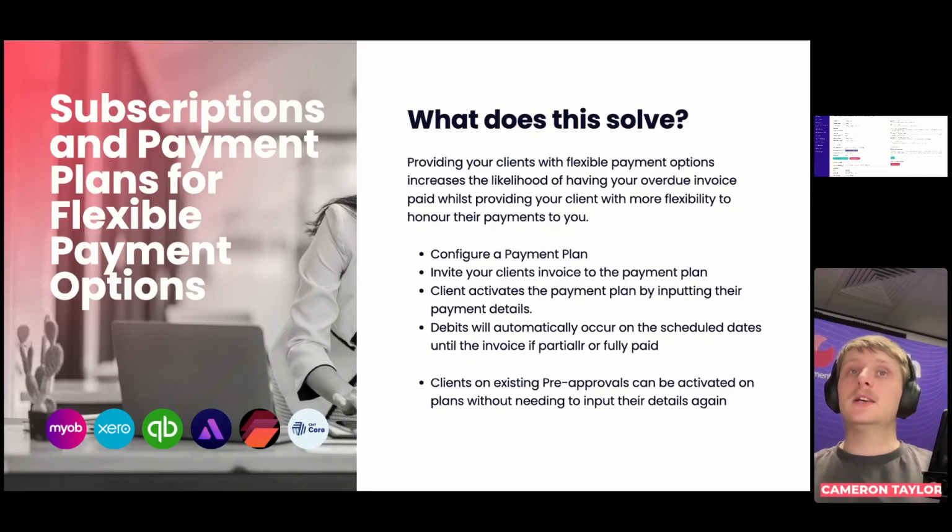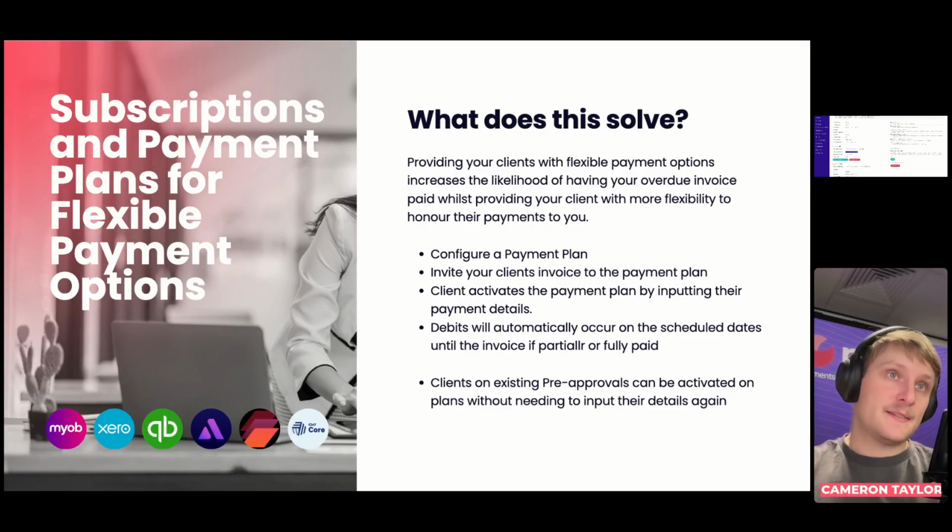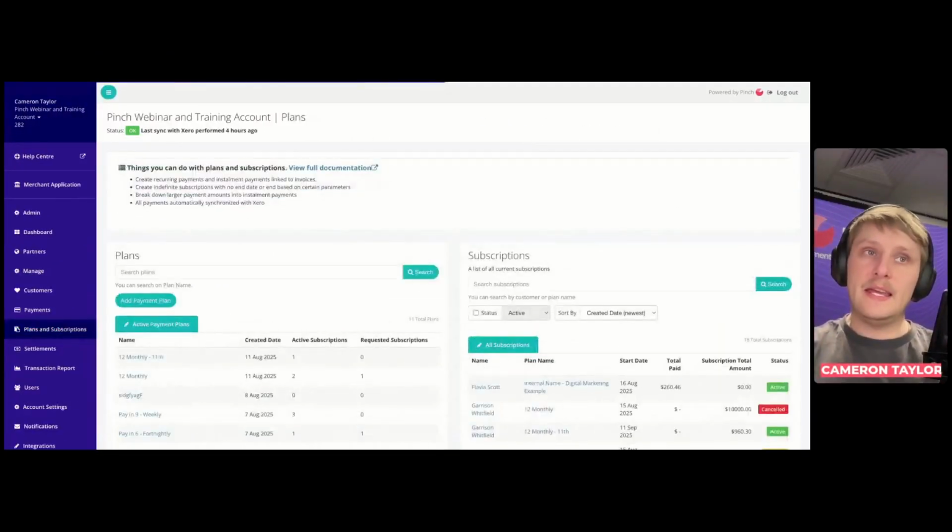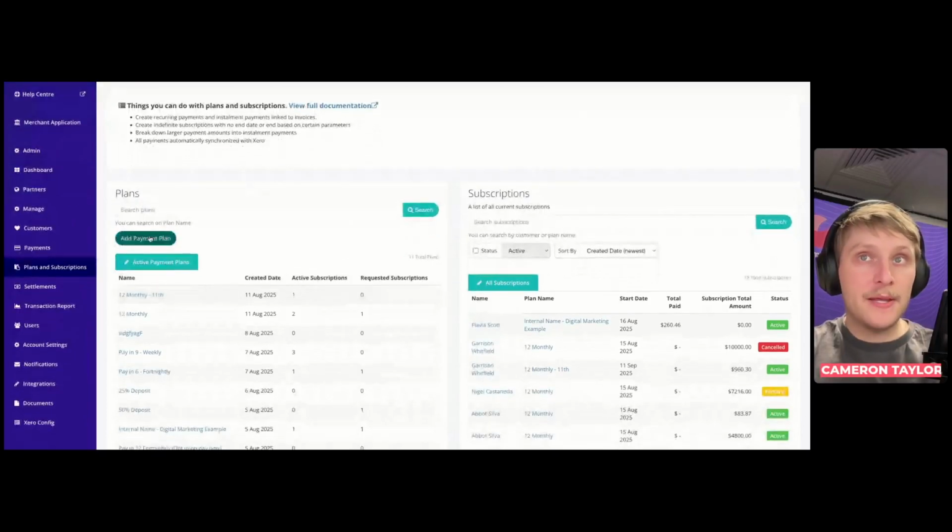So what this looks like is you head to the plans and subscriptions feature on the left-hand side here, click add payment plan.